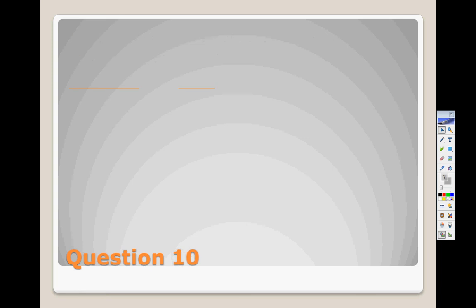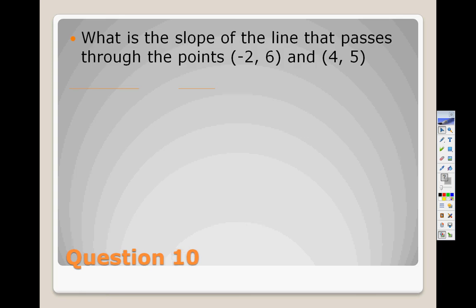Question 10. Oh, what do we have here? What is the slope of the line that passes through the points negative 2, 6, and 4, 5? Pause. And the answer is, well, let's see, 5 minus 6. That means y2 minus y1 is negative 1. Then 4 minus negative 2, boom, that's 6. So negative 1/6 is the slope of the line. So you're using y2 minus y1 over x2 minus x1, or rise over run. All right, 2 more questions.